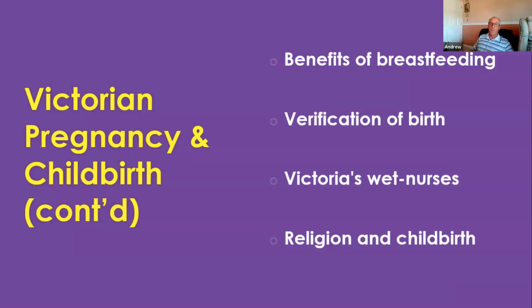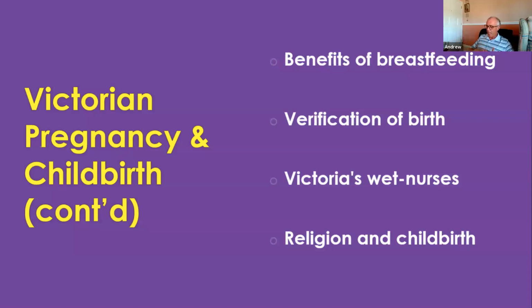Victoria will put her foot down over that rule. She will allow a government minister to be in the next room, but she will not allow anybody to actually be in the room with her while she's giving birth. And interestingly as well, Albert will be there. He will always be with her when her children are born.